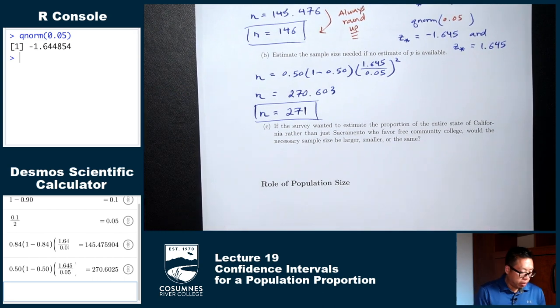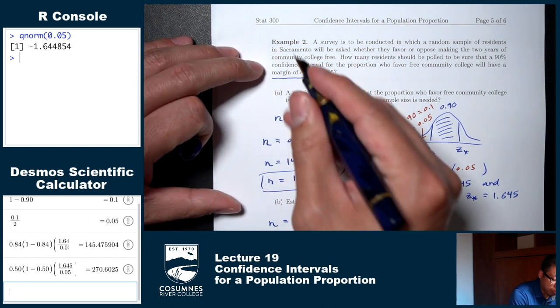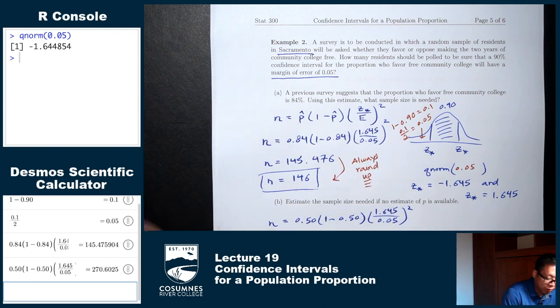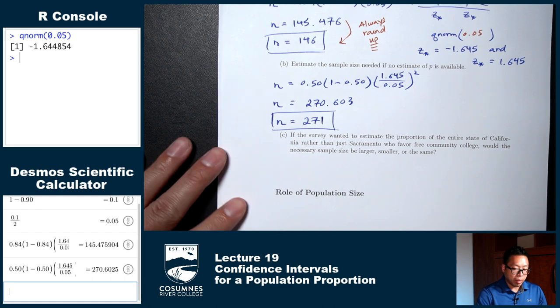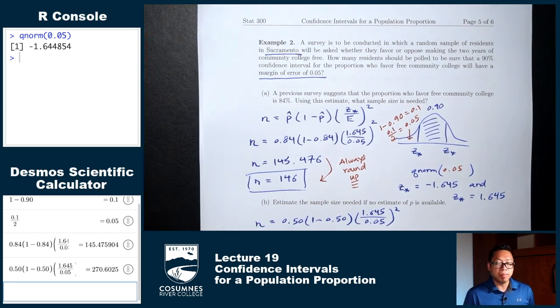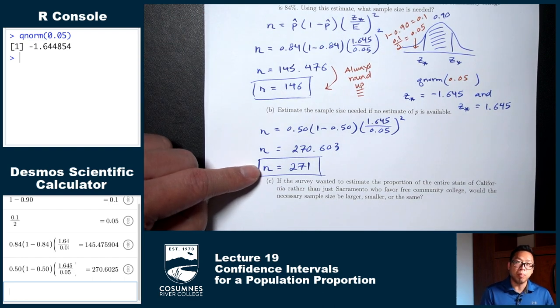Part C. If the survey wanted to estimate the proportion of the entire state of California rather than just Sacramento who favor free community college, would the necessary sample size be larger, smaller, or the same? In this question, we were talking about the proportion of people in Sacramento, and we found that we needed 146 people and 271 people. Now, if we wanted to know the proportion in the entire state of California, would we need more, less, or the same number of people? What do you think?